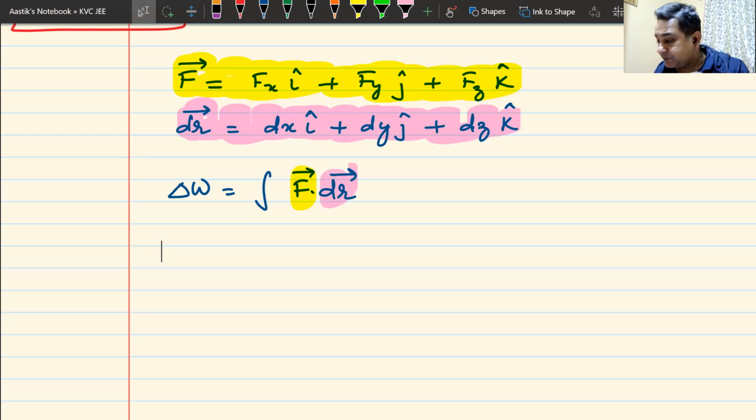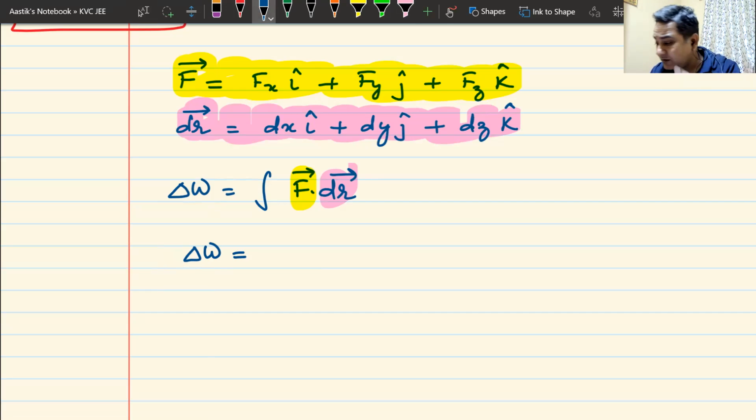Okay. So I hope that you have taken the dot product. What will happen if I take the dot product? On the left hand side, I have delta W. I've still not told you what is delta W. I'll tell you, don't worry. What do I have on the right hand side? The camera is gone. Okay, what do I have on the right side?